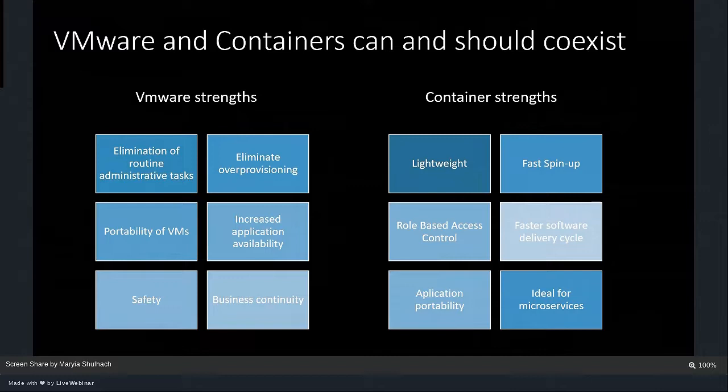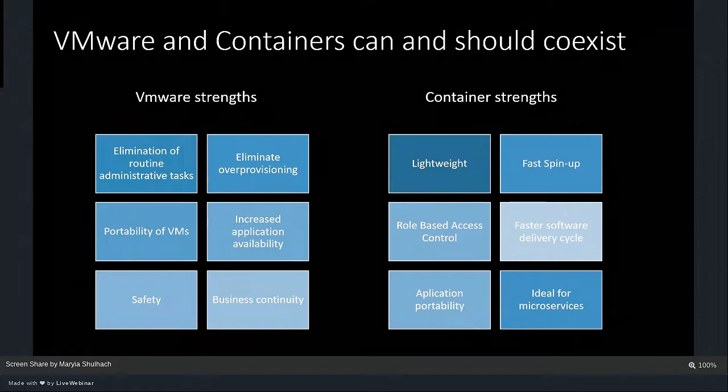Because we are all probably familiar with the VMware strengths, such as elimination of routine administrative tasks, over-provisioning, the portability of a virtual machine, and higher safety than just using one single server, one single host. And we can also implement the container strengths, which I already mentioned: the lightweightness, the portability, the microservices. And one thing that's also pretty important is the role-based access control that is native in containers. So what it boils down to is simplicity. Containers are a lot of the time used for applications and simplifying those applications.